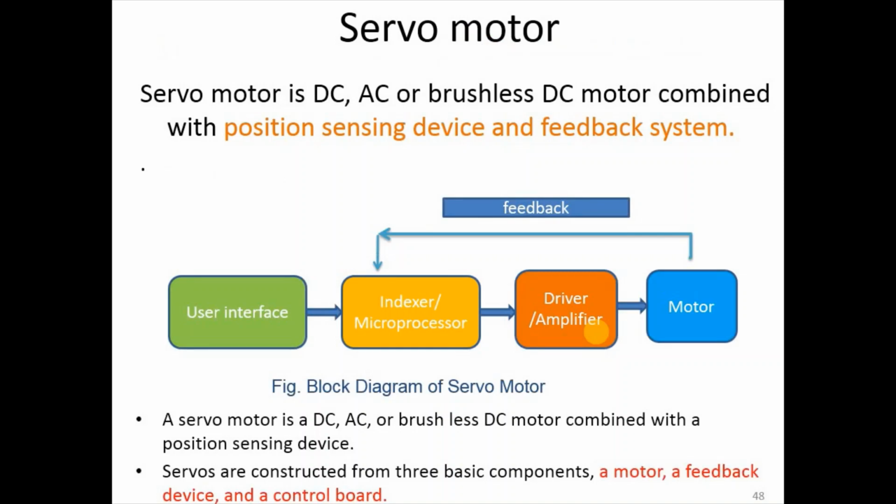So the next motor is a servo motor. Now you can see here the servo motor is a DC, AC or brushless DC motor combined with a positioning sensor device and feedback system. In the previous motor, the stepper motor, there is no feedback system. In this servo motor there is a feedback system.